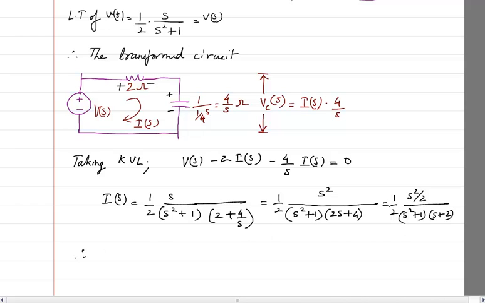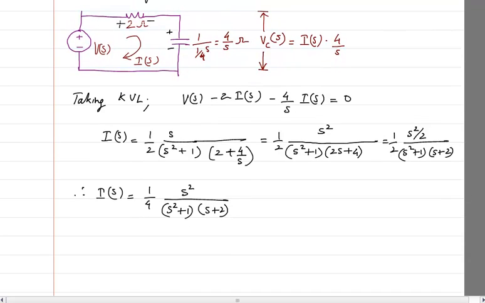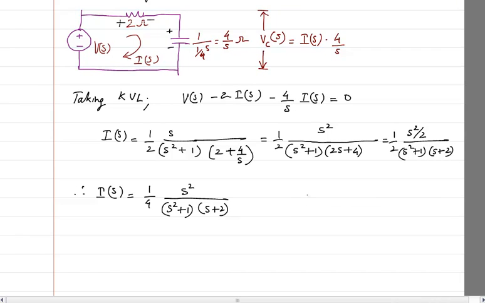So therefore I can say I of s is going to be equal to 1 by 4 s square divided by s square plus 1 into s plus 2. Now if I have to find out V of s, then I have to multiply I of s, which I just now got, into 4 by s. So if I multiply with 4 and divide by s, I will get the answer as s divided by s square plus 1 into s plus 2.